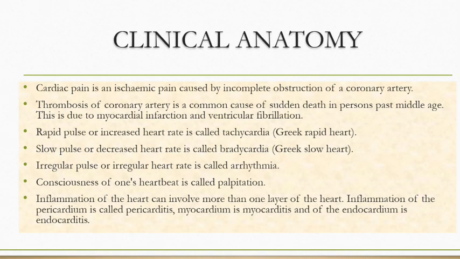Right? And clinical anatomy. Cardiac pain is an ischemic pain caused by incomplete obstruction of the coronary artery, and thrombosis of the coronary artery is a common cause of sudden death in middle-aged persons. This is due to myocardial infarction and ventricular fibrillation. Tachycardia means rapid pulse and increased heart rate. Bradycardia is when the pulse is slow, or decreased heart rate, and if the pulse rate is irregular, an irregular rate is called arrhythmia.